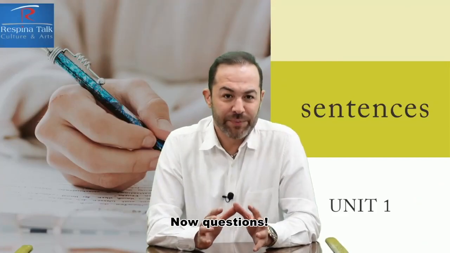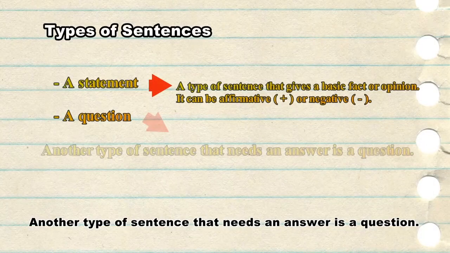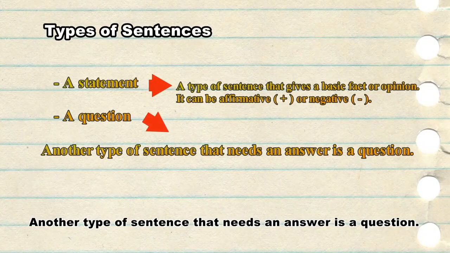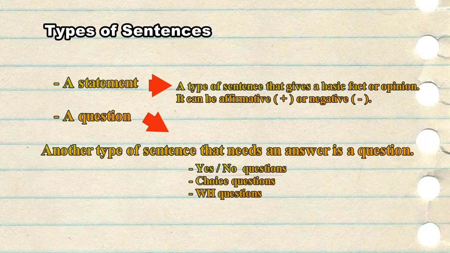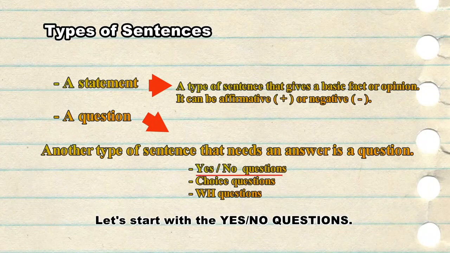Now, questions. Another type of sentence that needs an answer is a question. There are yes/no questions, choice questions, and WH questions. Let's start with the yes/no questions first.